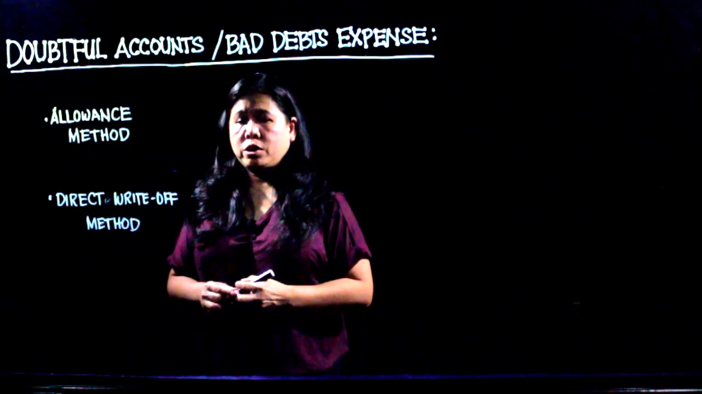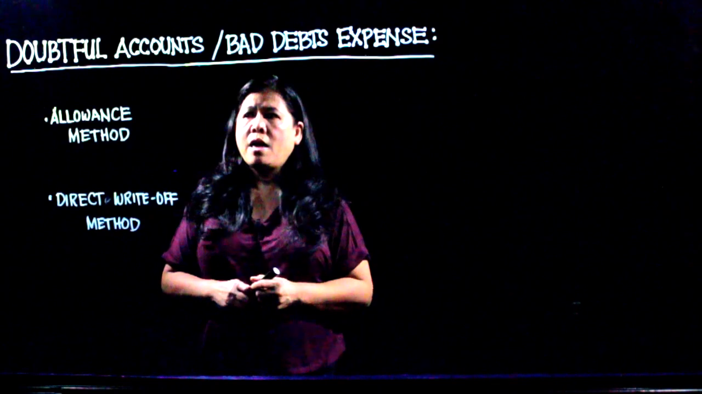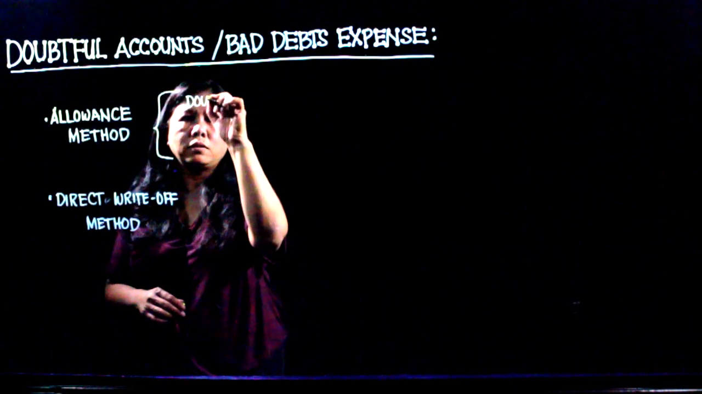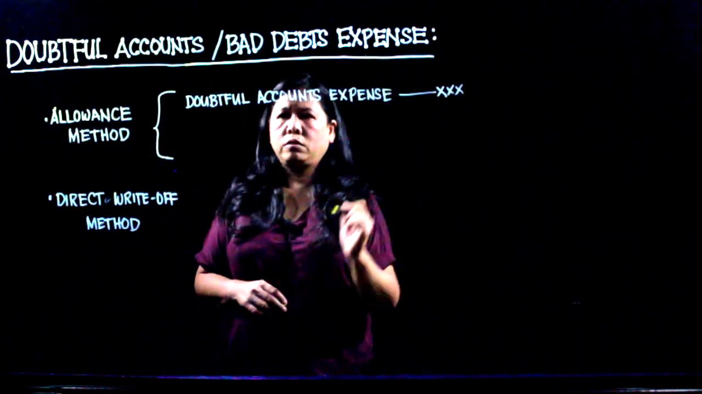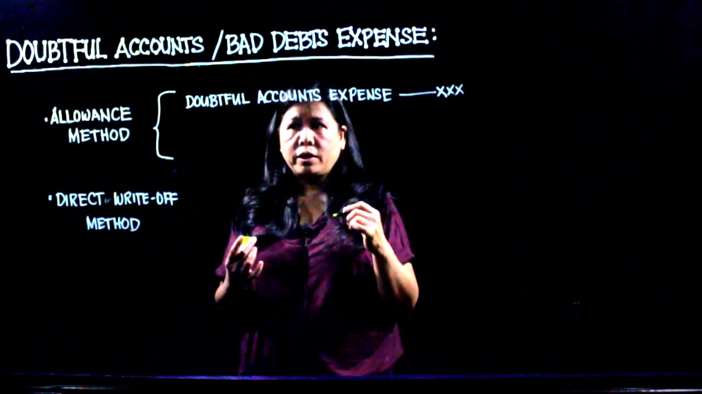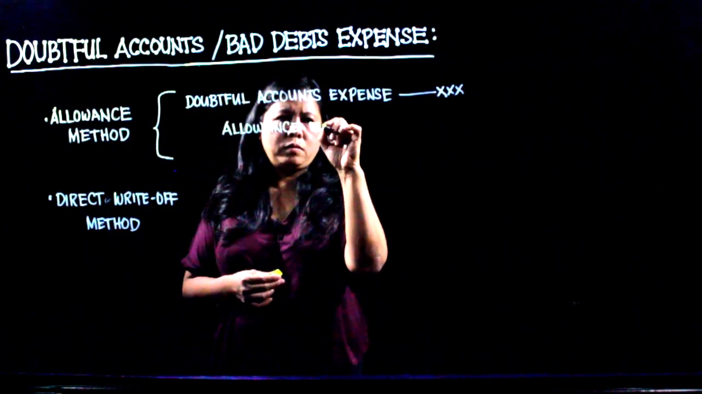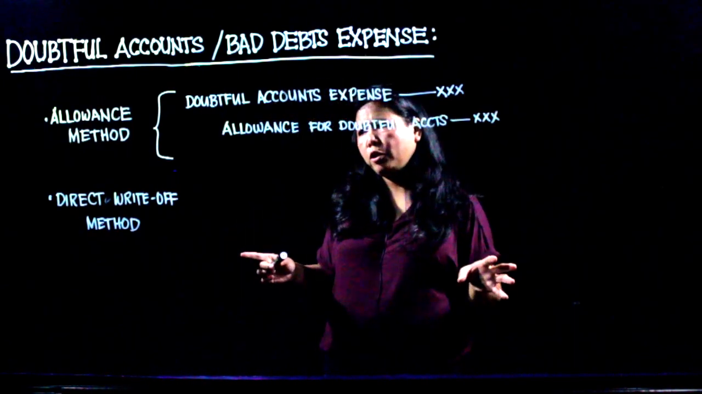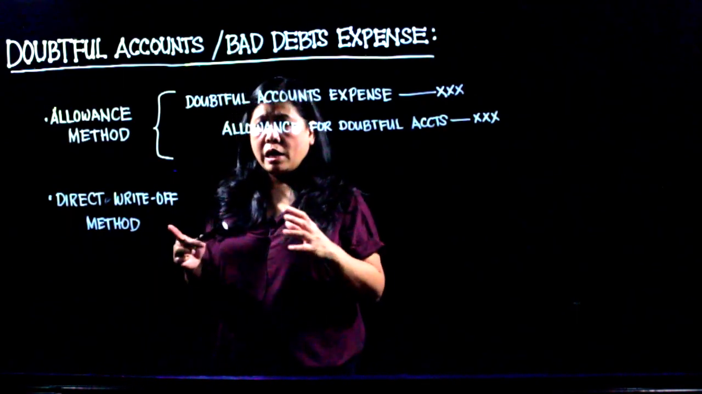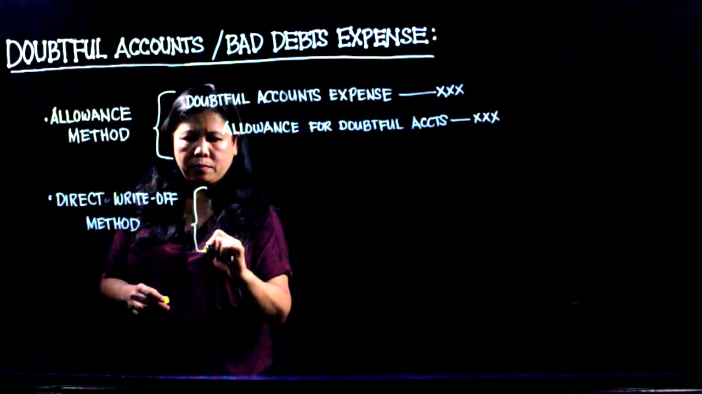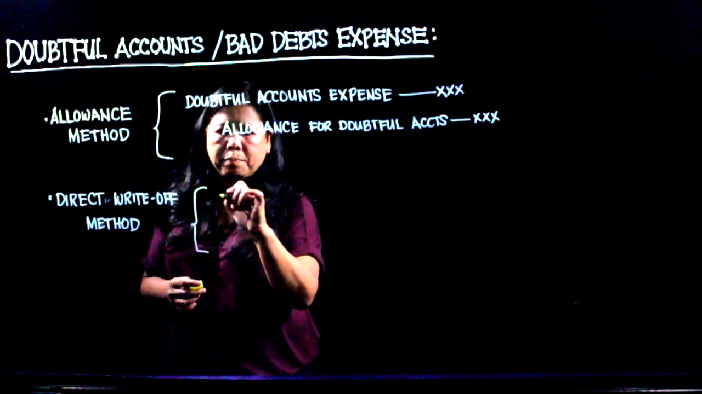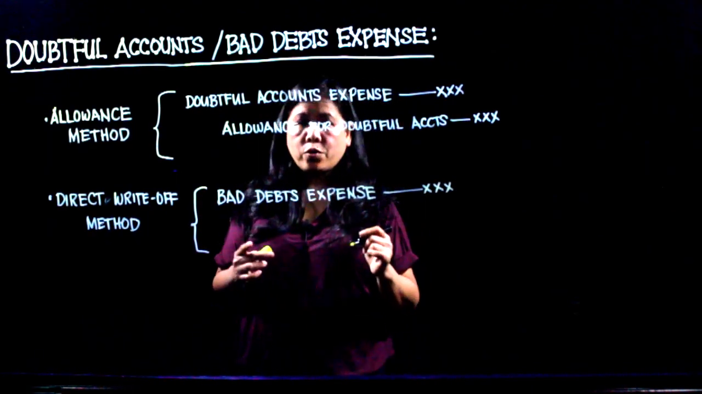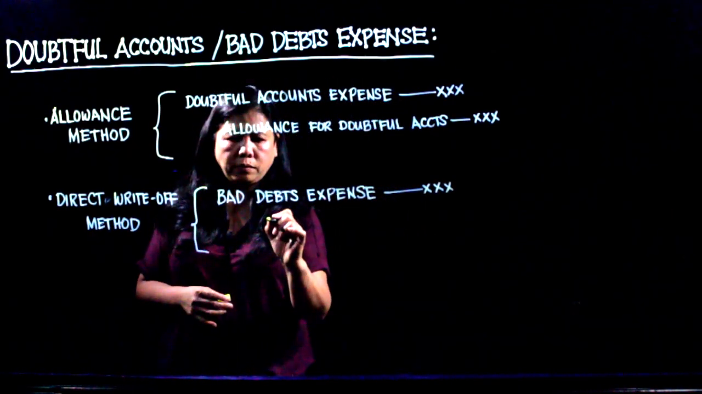When the company uses an allowance method, the entry will be debit to doubtful accounts and credit to allowance for doubtful accounts. All right. Now, if the company uses a direct write-off method, the entry will be debit to bad debts expense and credit to the accounts receivable.